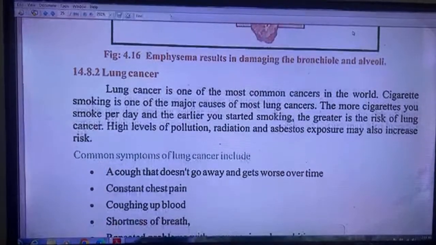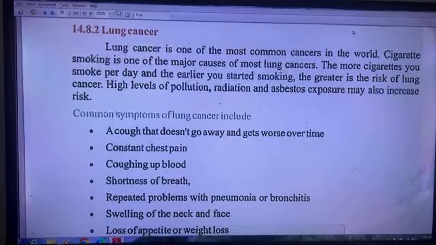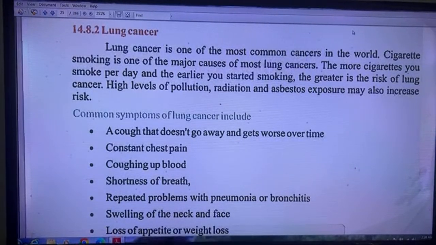Lung cancer. Lung cancer is one of the most common cancers in the world. Cigarette smoking is one of the major causes of most lung cancer. The more cigarettes you smoke per day and the earlier you started smoking, the greater is the risk of lung cancer. High levels of pollution, radiation, and asbestos exposure may also increase risk.